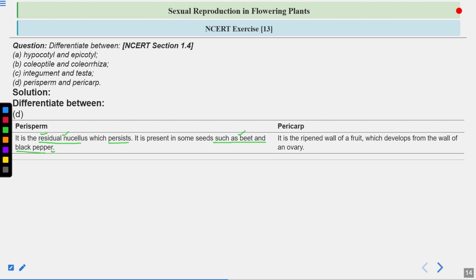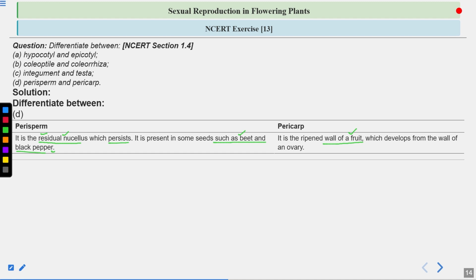So, to avoid any confusion, you should know about these two terms, perisperm and pericarp. Pericarp is the ripened wall of a fruit. So how is the fruit formed? The fruit is formed from the ovary, right? It forms from the ovary.